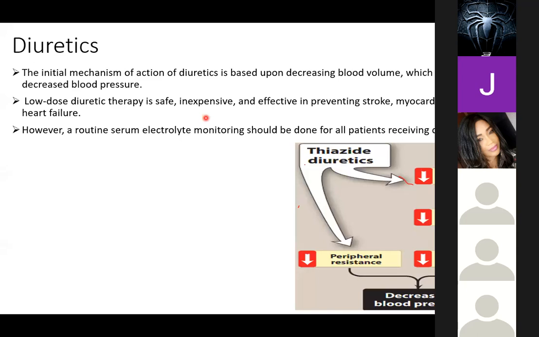Okay. Now, please note that low dose diuretic therapy is safe. Let me try and mute the background. Alex, you are disturbing all of us. Alexander, please.